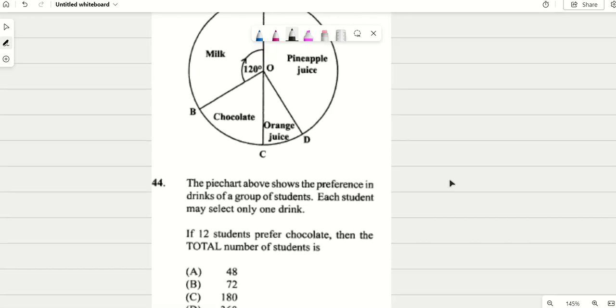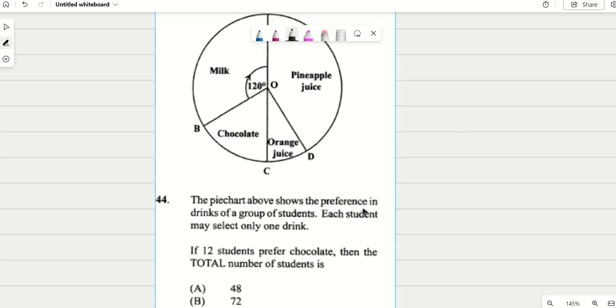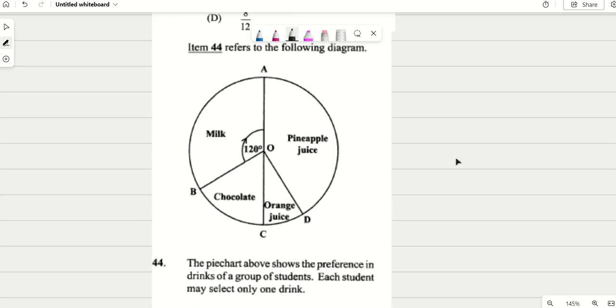Then we look at this. The pie chart, item 44, refers to the diagram, right? The pie chart above shows the preference in drinks of a group of students. Each student may select only one drink. If 12 students prefer chocolate, then the total number of students is... First off, this is divided into 2, right? AC is your diameter, so therefore this is divided into 2. So this here is half, and half of a circle is 180. So we could say chocolate is equal to 180 minus 120, which is 60, right? So 60.